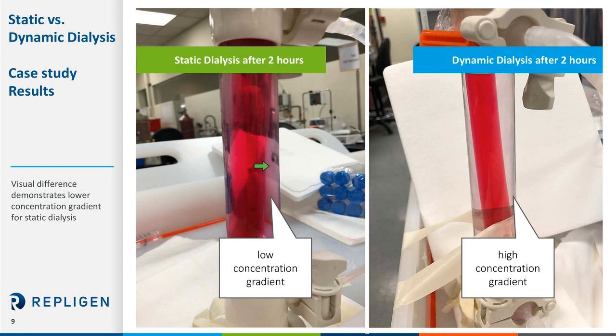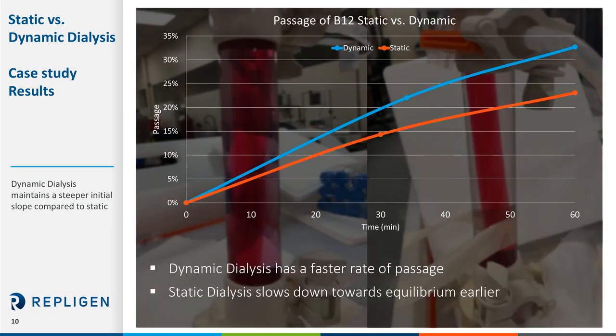The buffer chamber here, if you can see, there's sort of a pink hue to the buffer, which is indicative of the vitamin B12 buildup in the chamber. This is a low concentration gradient. However, on the dynamic side, we successfully expelled that contaminant to waste, and you're upholding a high concentration gradient. Our hope and expectation is that this concentration gradient would lead to a faster rate of passage. And that seems to be the case.